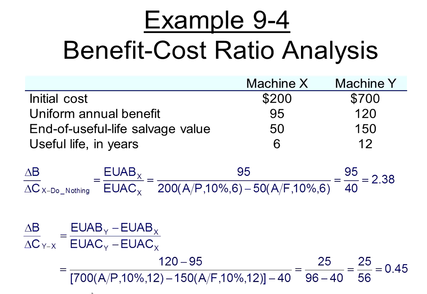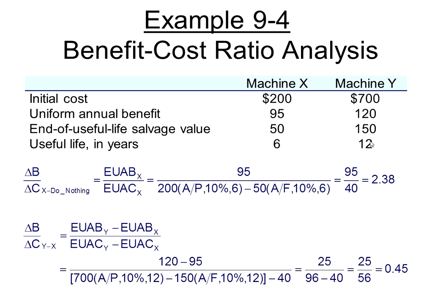So then we do similar analysis for Y minus X. And so here what we're looking at is the equivalent uniform annual benefit of Y minus the equivalent uniform annual benefit of X. This is how we compute the benefits. So again, incremental: the benefit of Y minus the benefit of X. The benefit of Y is 120, so 120 is the uniform annual benefit for Y. So 120 minus 95.